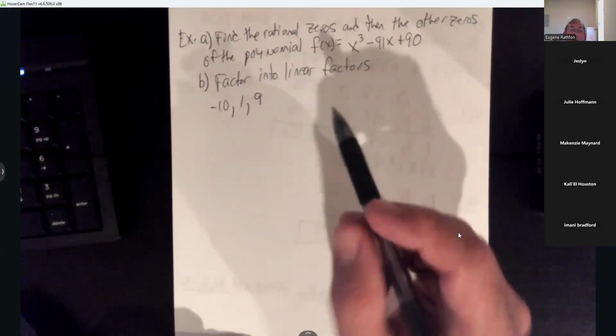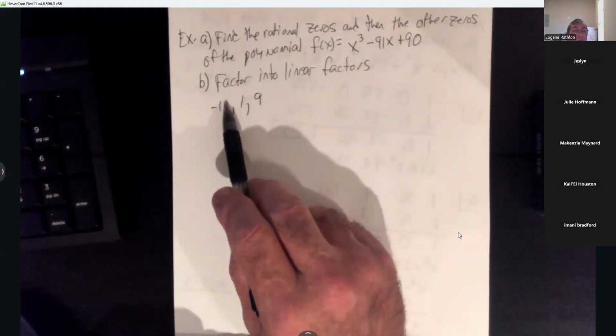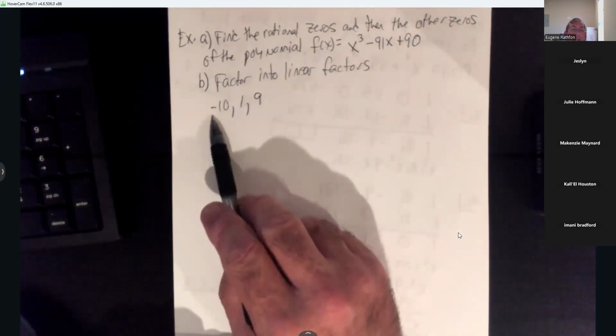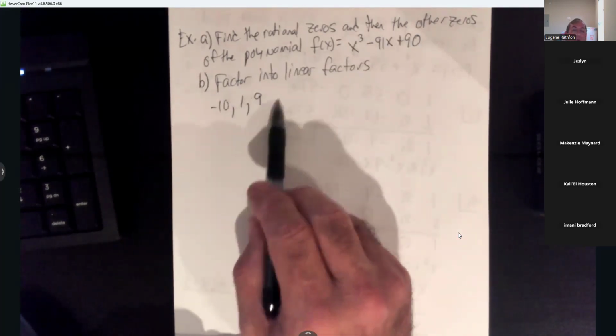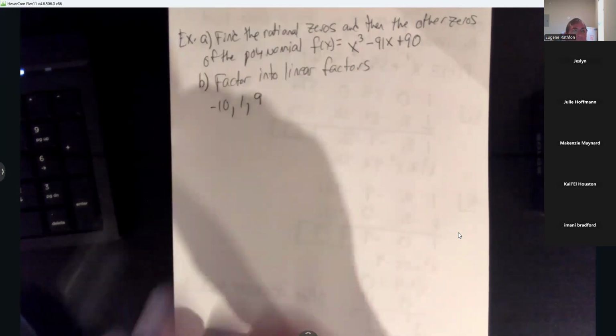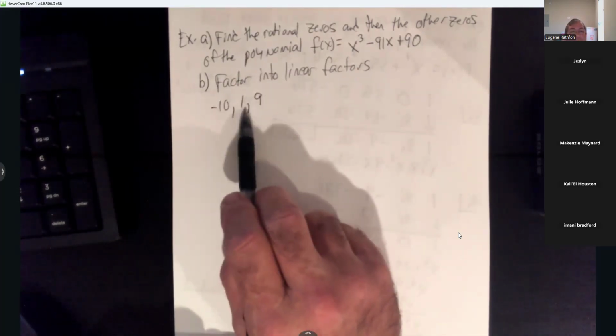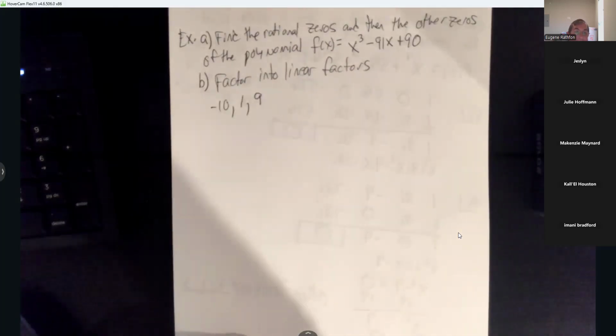Now, what would happen if I could only tell one of these numbers? Then I would do synthetic division and divide one of them out and then do the last two by the quadratics. But on this one, usually your 3 numbers are going to be where that graph is crossing your x-axis, okay?